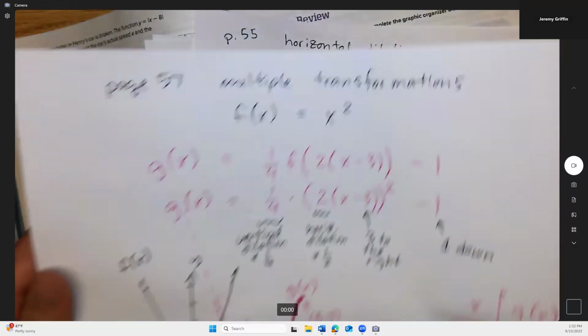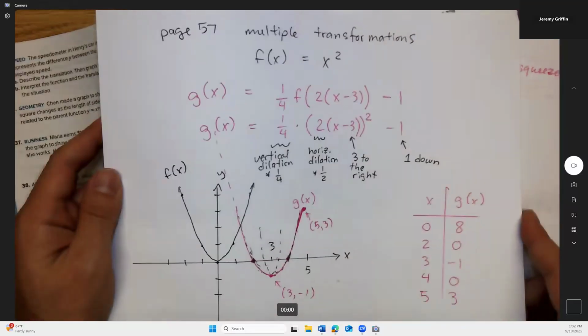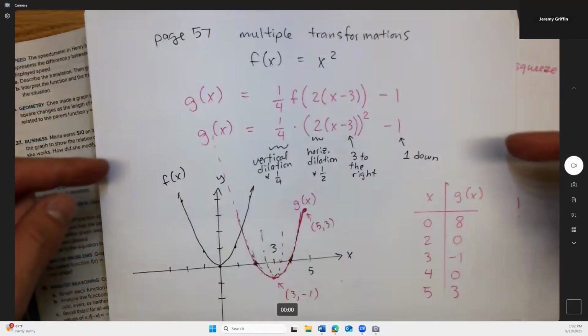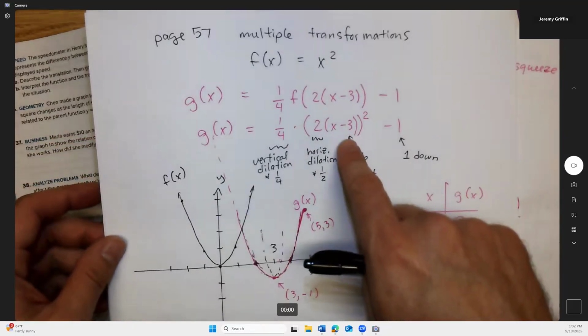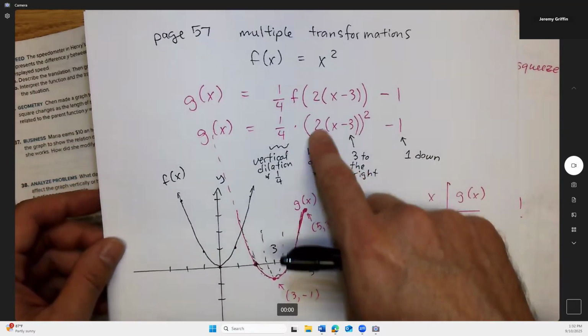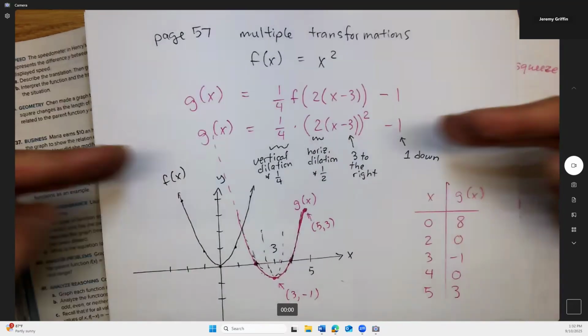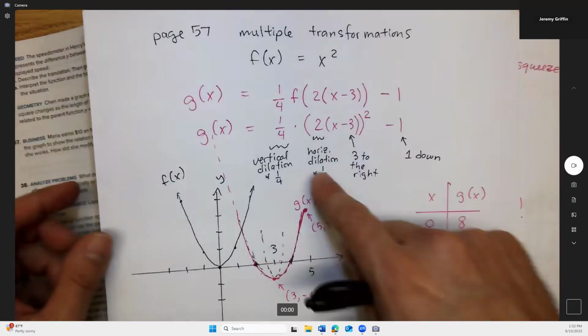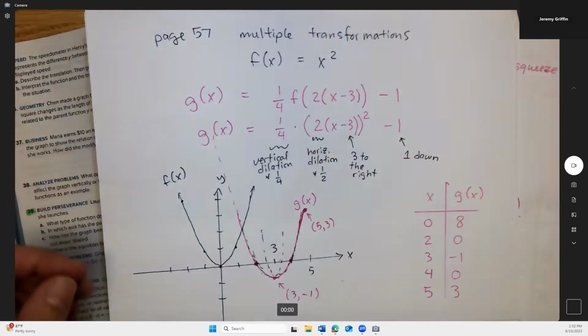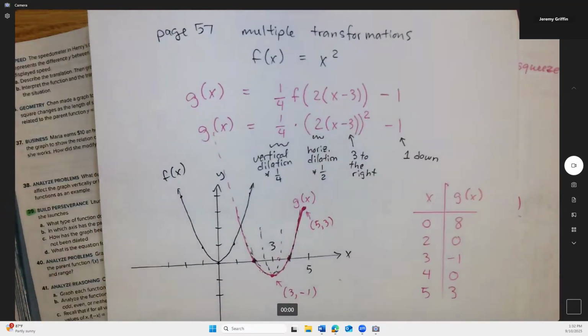All right, and then here's all of it together. What if you wanted one with all the transformations? This is one where I did all of these. I got right 3, down 1, a factor of 2 here that squeezes it by a factor of 2, or you could say makes it half as wide, and then a factor of 1/4 in front makes the whole thing squash vertically by 1/4. So there's all your transformations.